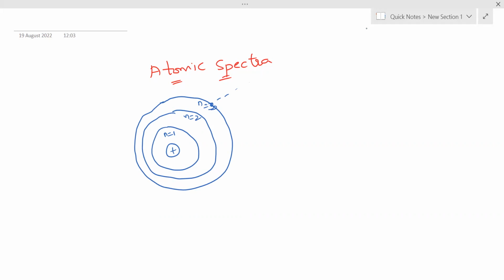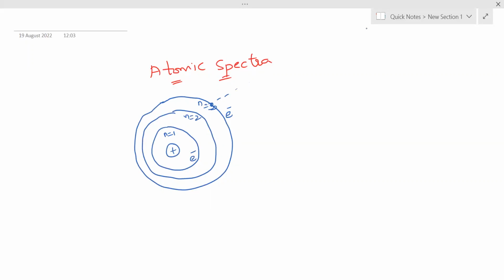Whenever, for example, there is an electron here, and the electron moves from a higher orbit to a lower orbit, that is, from a high energy orbit to a low energy orbit, it will emit a photon. That is, energy is emitted in the form of a photon. And suppose in n equal to 3 we have an electron, and if this electron absorbs a sufficient energy to come to n equal to 2, then it is absorption.